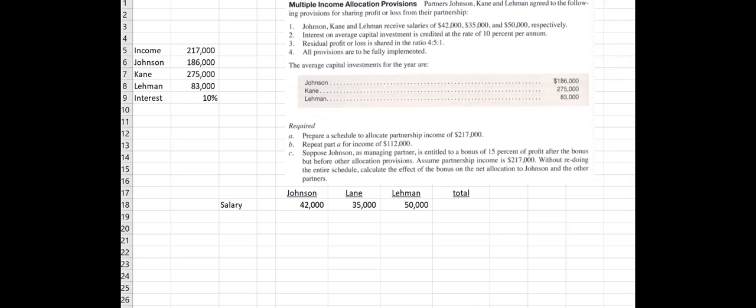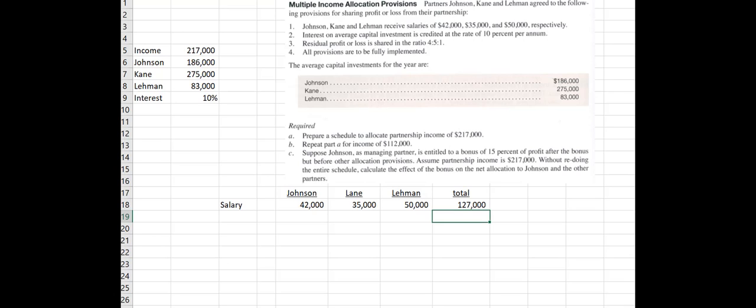So I filled in each of the salaries that was given in the problem, and now I want to total that up. Using Excel's summation feature makes it pretty easy. So far, out of an income of 217, I've already allocated 127. Let's move to step two.